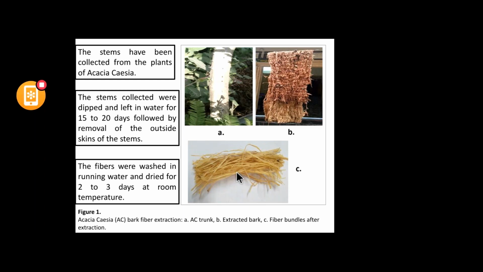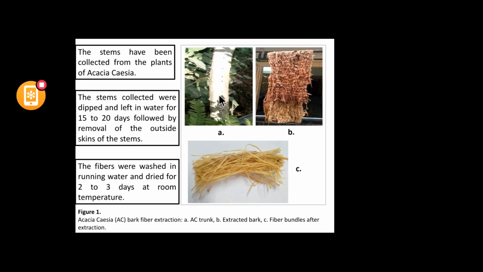Then I'm coming to the extraction of the acacia fiber. The stem which I chose is the acacia bark stem. This stem has been collected from the acacia plant. This plant is available in India, especially in Kerala and some places in Tamil Nadu. That's why I chose this plant for my research work.